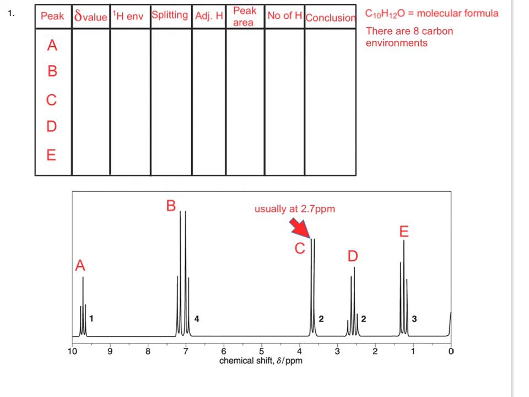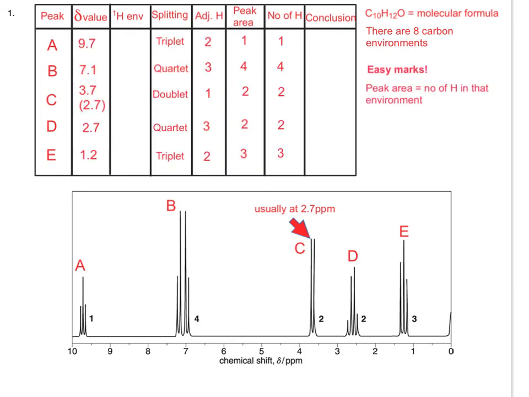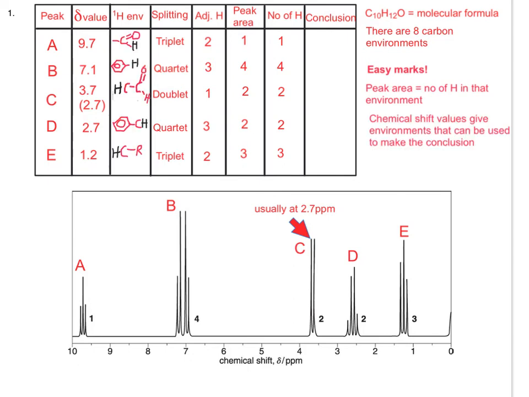So now what we need to do is put in the information that is easy to do. So that's the chemical shift value, the peak areas, because they tell it to us, and the number of hydrogens that it actually produces or refers to. So while we're doing this, let's have a look at some easy marks. The peak area is the number of hydrogens in that environment, and the chemical shift values give environments that can be used to make the conclusion.